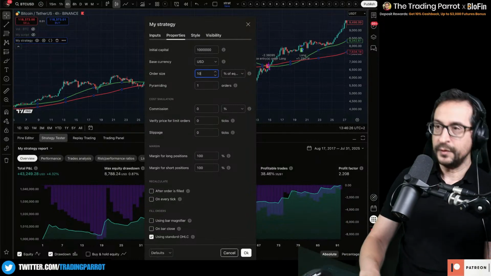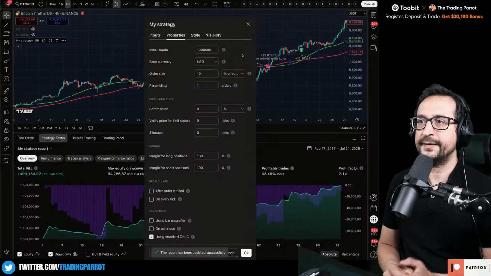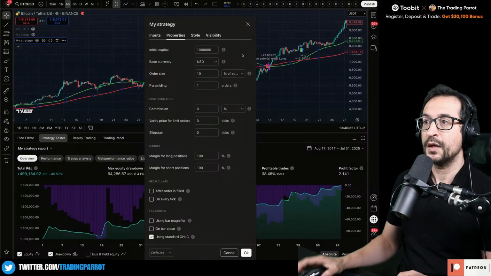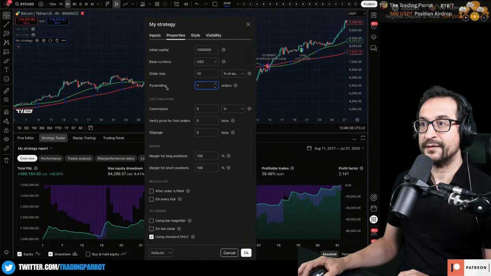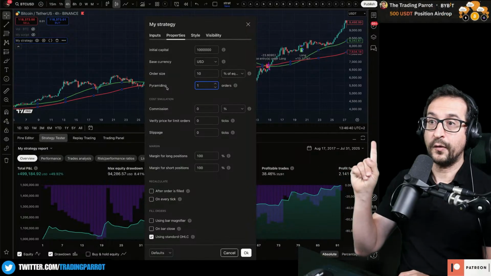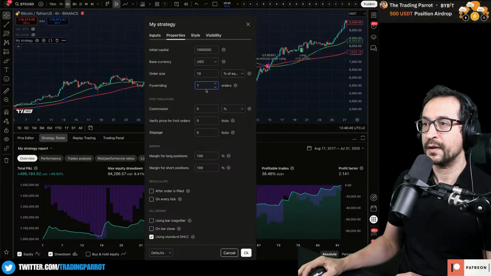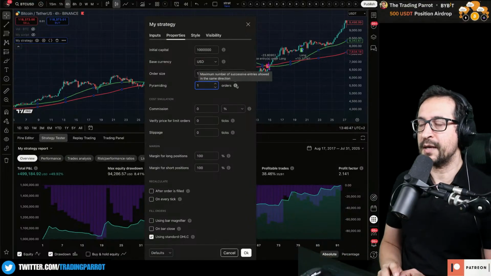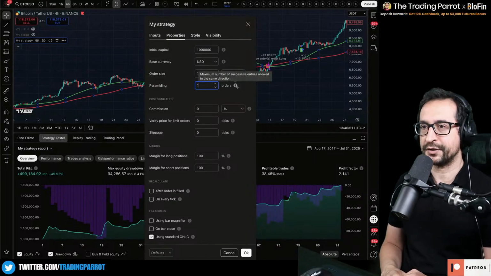Let's say you enter with 10% of the capital. So the first trade is going to enter with 100,000 out of the 1 million, and it is not going to do pyramiding. That means that only one order, one position, can be open at the time. Let's read this as well. Maximum number of successive entries allowed in the same direction.